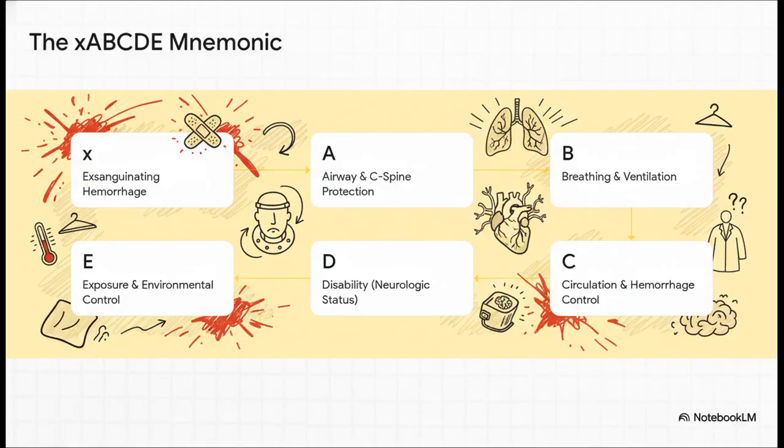And the tool that keeps us honest, the tool that enforces this priority, is the XABCDE mnemonic. You have to think of this as your anchor in the complete chaos of a trauma resuscitation. Now, that X is relatively new, but it's at the front for a reason. You have to stop catastrophic, exsanguinating hemorrhage first. Tourniquet, pelvic binder, whatever it takes. Then and only then we're onto our home turf, airway, breathing, and circulation. Once those immediate life threats are under control, we move on to disability and exposure.